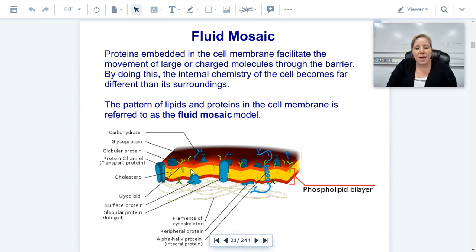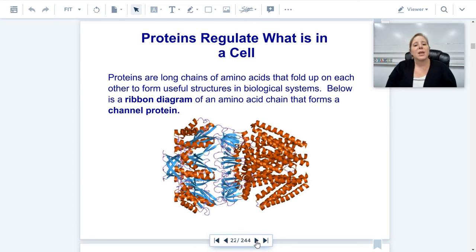So it's a fluid mosaic model because these things can all move around each other, but they still make this nice solid layer. Because they move around, they're fluid, and they also make this mosaic-esque pattern, which is where they get that name from. So proteins will regulate what is in a cell.